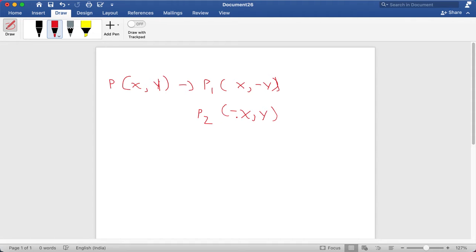Now if you reflect it across the line y equals x, P3 becomes y comma x.